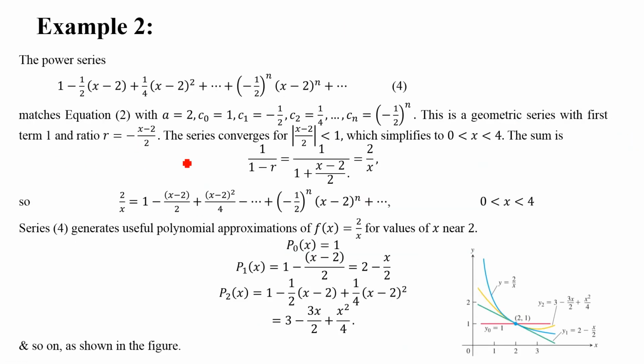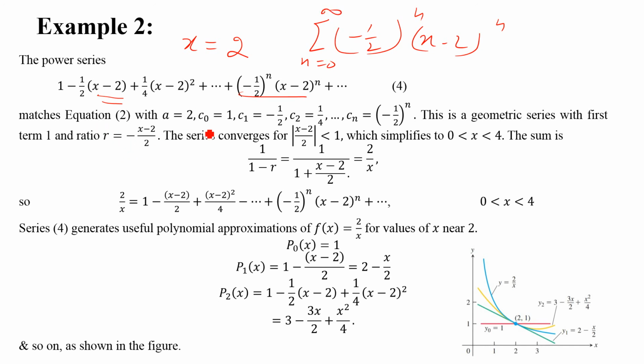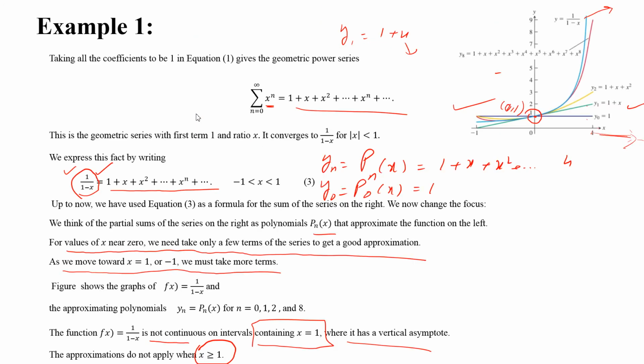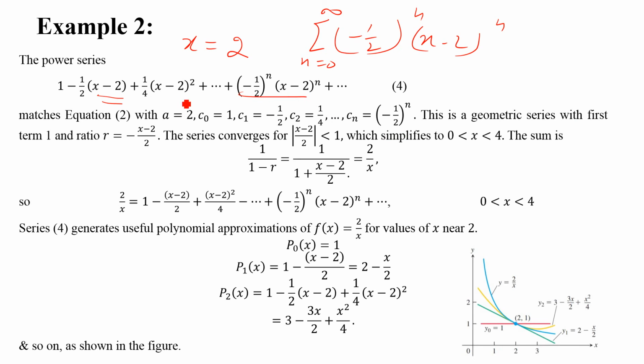Okay, next, example number 2. We again have a power series, and this power series has center 2. So x = 2 is the center of this series, and the nth term is (-1/2)^n (x - 2)^n. In sigma notation, this series can be written with n varying from 0 to infinity. So c0 in this case is 1, and c1 is -1/2, if we compare it with the previous series when we defined the infinite series with center x = a. So a here is 2 and all these c's are given, where cn is (-1/2)^n.